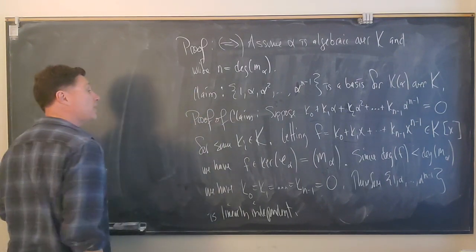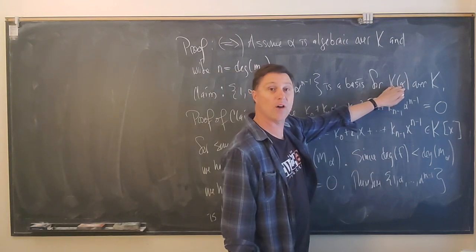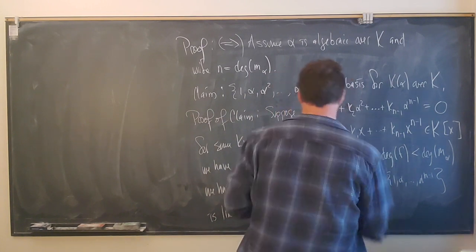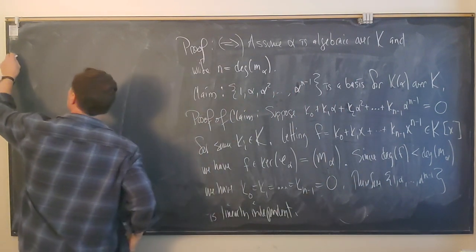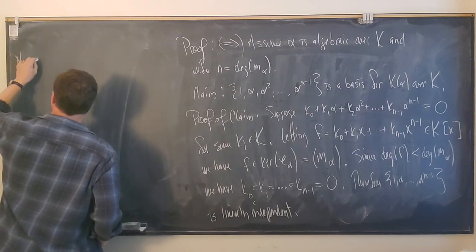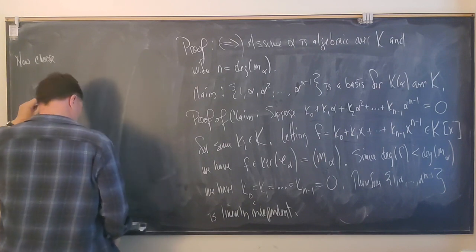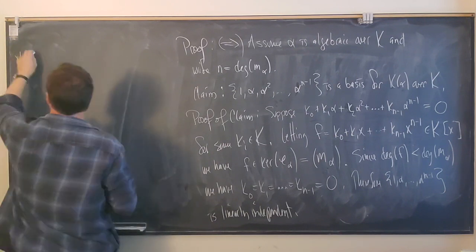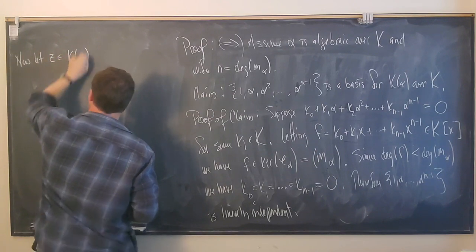So that means that I need to choose some arbitrary element in K adjoint alpha and show that it can be expressed as a linear combination of 1 up through alpha to the n minus 1. So now, let Z be in K adjoint alpha.